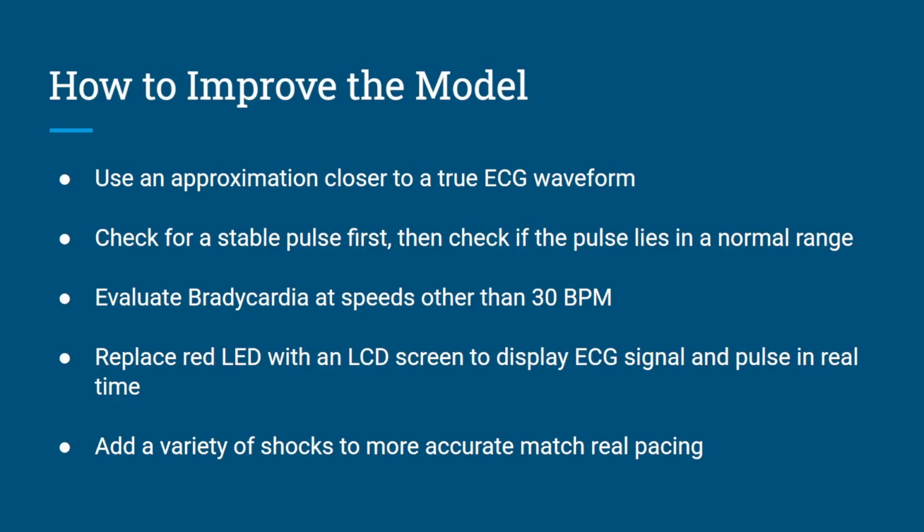Then I would probably change bradycardia to be a different speed than just 30 BPM. I would go, say, 10 to 35 BPM, and just anywhere consistent in that range would be evaluated as bradycardia. And then for visual demonstration purposes, I would probably change the red LED to be some sort of LCD screen to actually display the waveform and the number for the pulse in real time, because I feel like that'd be a lot better to see than just a red light flashing at varying intervals.